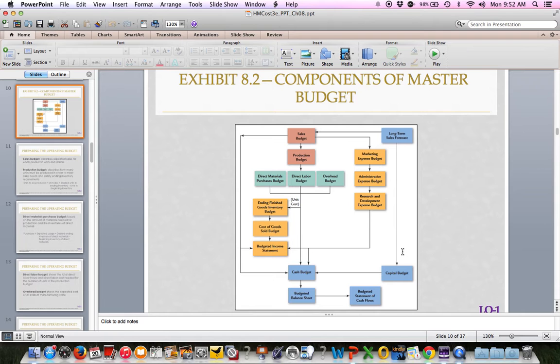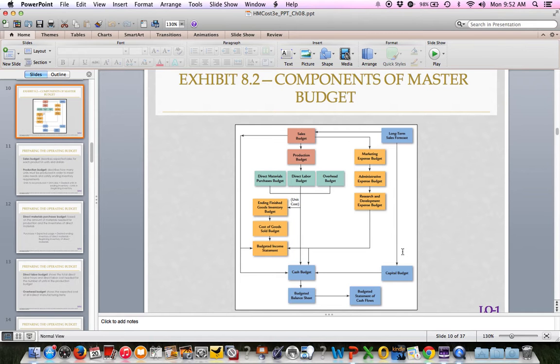On page 378, you'll see what's on your screen here. With this one, it's kind of hard to see in the video, so you might just want to look at it on page 378. When I talked about you've got a lot of budgets within a budget, this is what I was talking about. Now this is really from the perspective of a manufacturer.